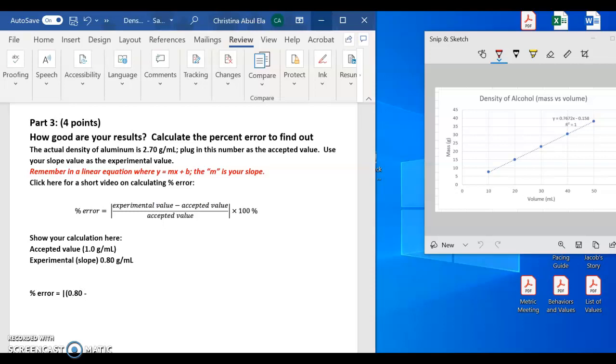I'm going to subtract my accepted value, which is, maybe I should put the units in there too, so you could see that they cancel out. I'm going to subtract my accepted value, which is 1.0 grams per milliliter. And I'm going to divide that by my accepted value, which again is 1.0 grams per milliliter. And I'm going to plug that in my calculator.